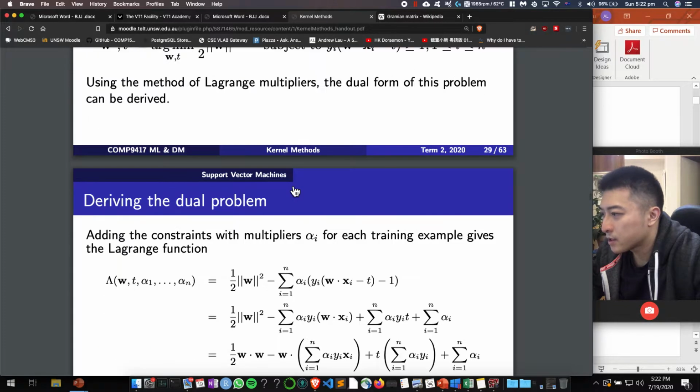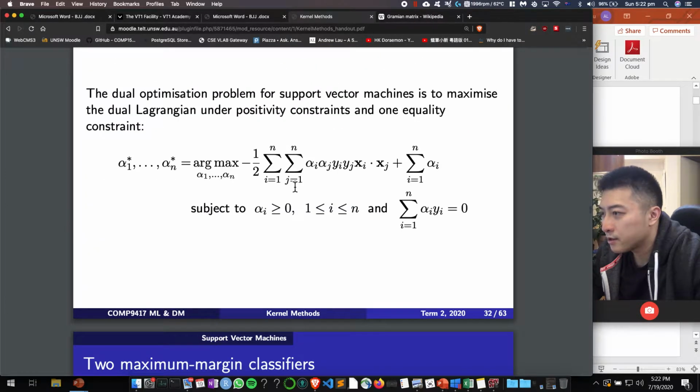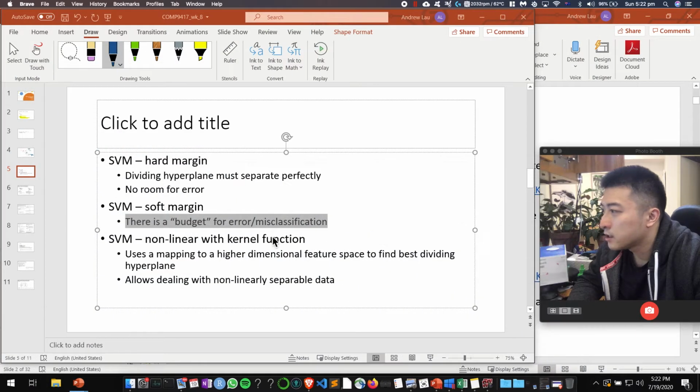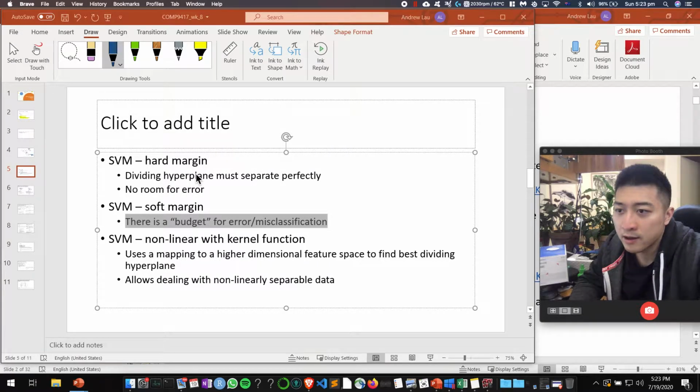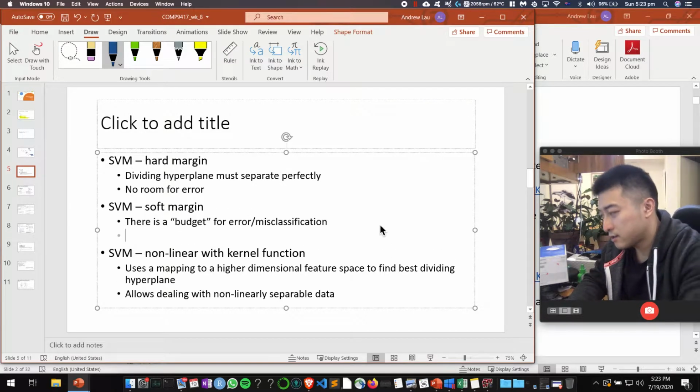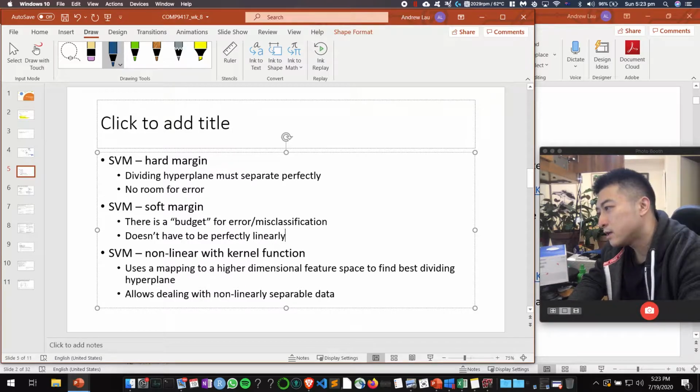It appears later on, but it's in the context of the Lagrangian, so maybe I'll speak about it then. But the thing to keep in mind is you have several forms. Your most basic one, everything has to be perfect. Then you have your soft margin SVM, and there's a tolerance for misclassification. So it doesn't have to be perfectly linearly separable.